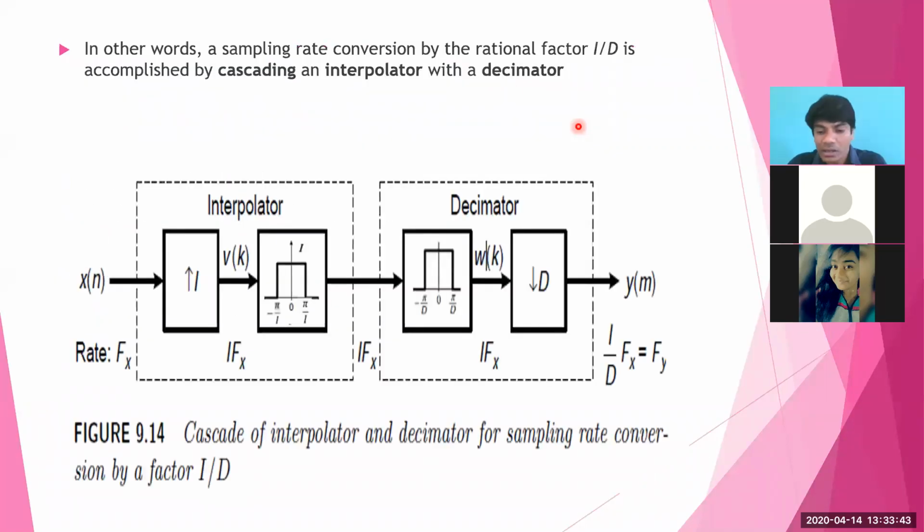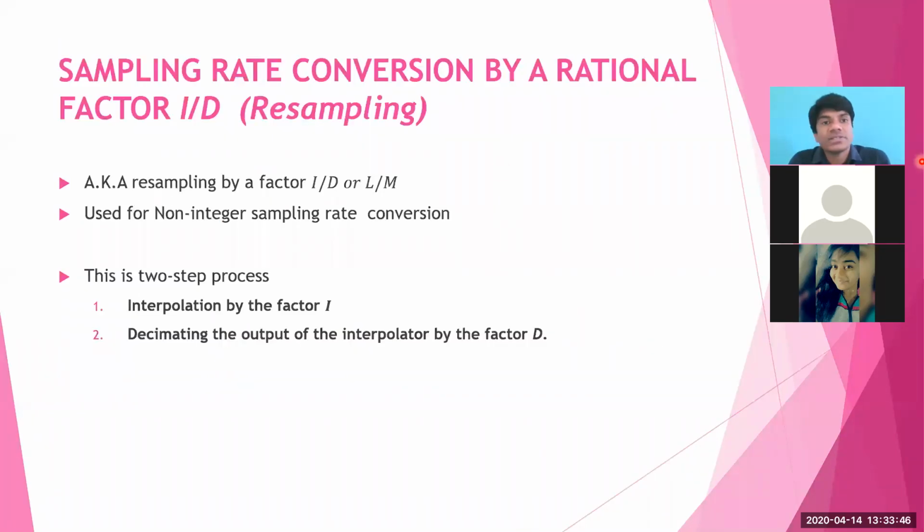Now if you look at sampling rate conversion by a factor of I by D, from now on I'll just call it resampling by a factor I by D, it is in fact a two-step process. As I said earlier, first we need to interpolate the sequence by a factor I, and then we need to decimate the same sequence after interpolation by a factor D. So that means you interpolate it, then you decimate it.